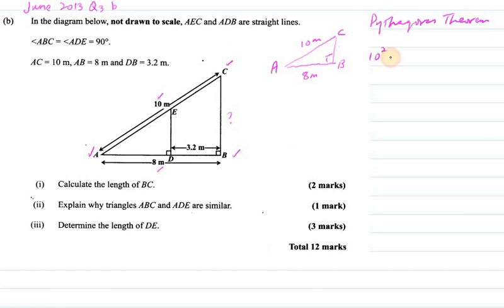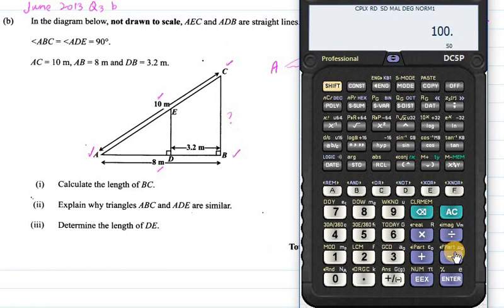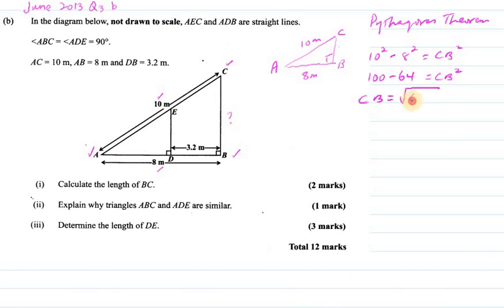So 10 squared subtract 8 squared is equal to CB squared. 100 minus 64 is equal to CB squared. So CB is equal to the square root of 100 minus 64, which is equal to 36. Square root of 36 is equal to 6. CB is equal to 6 meters. Alright, so here is 6 meters.